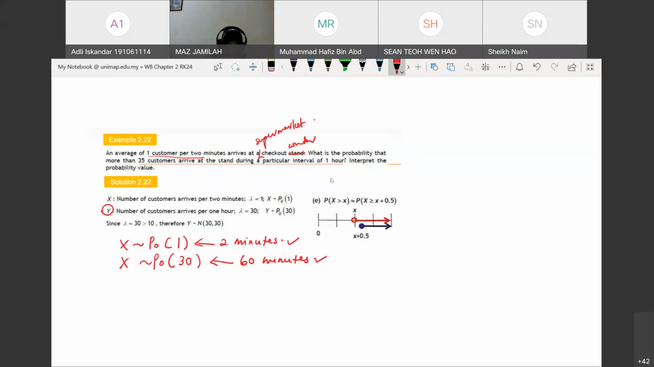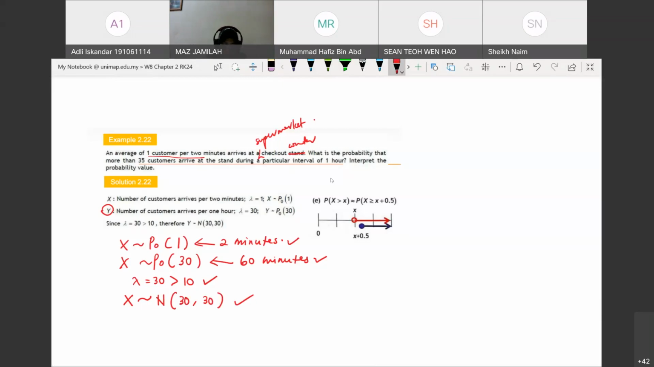Okay, now check for the condition. Lambda is equal to 30, which is greater than 10. So check, you can use the approximation. How to form the new random variable following the new distribution? So X is following normal with mean lambda, so that will be 30, and the variance is also lambda, that will be 30. Okay, so that will be your first step.